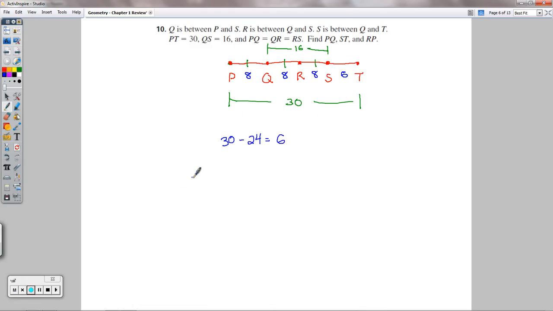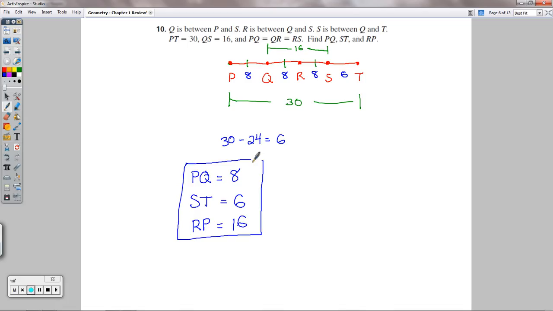So now what's PQ? Looking at the picture, PQ clearly is 8. What's ST? Looking at the picture, that's clearly 6. And what is RP? Looking at the picture, once again, this would have to be 8 plus 8, which is 16. So there are your answers based on the picture. Once we determined where the points correctly were, then the rest fell into place pretty easily.